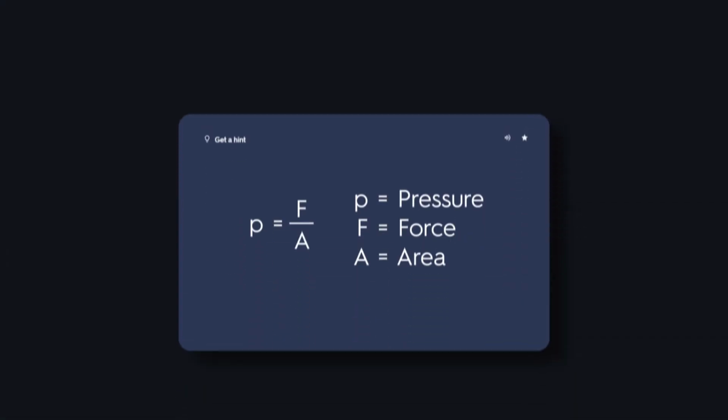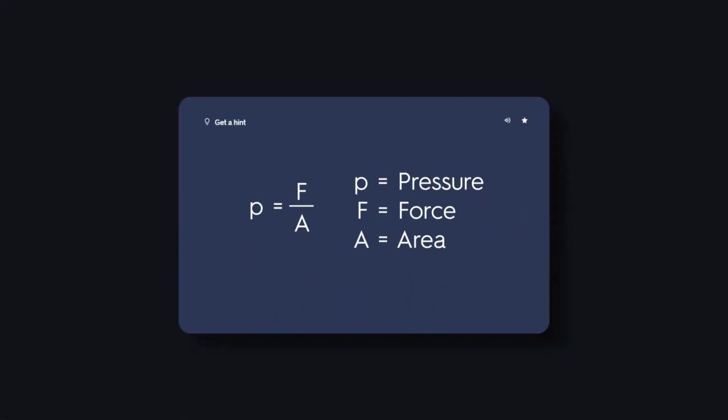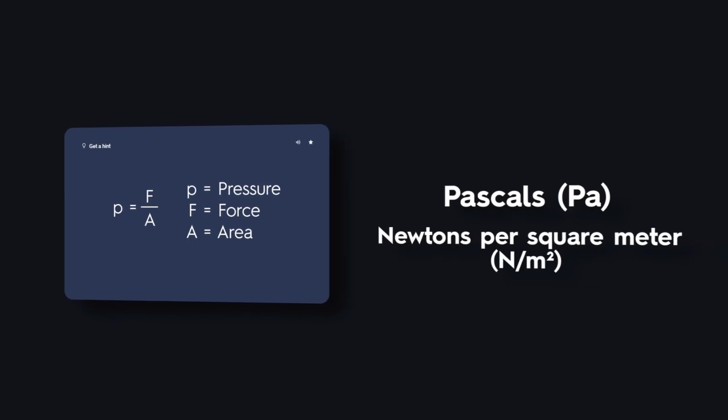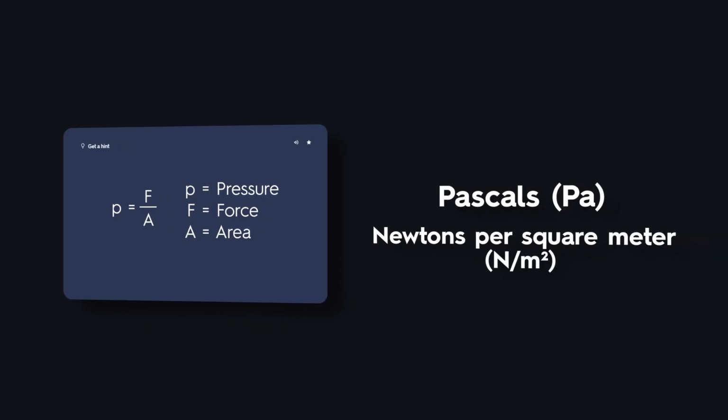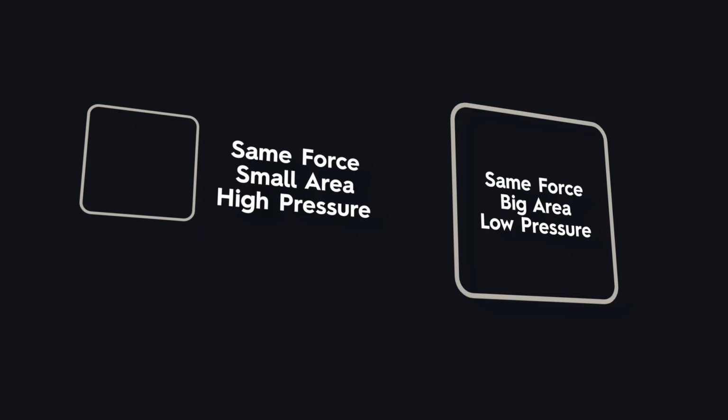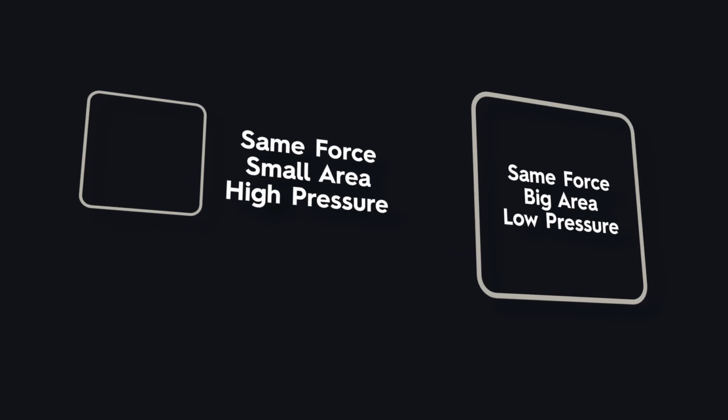Pressure is the force divided by the area it acts on. We measure it in pascals, newtons per square meter. The same push on a smaller area makes a higher pressure.